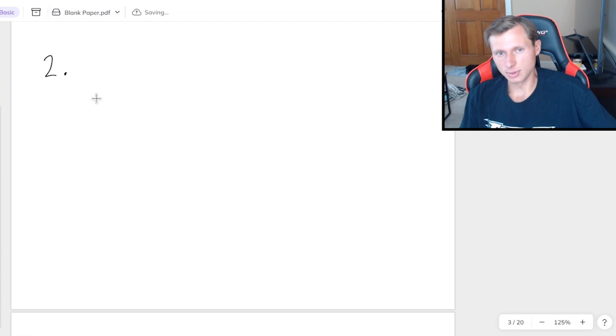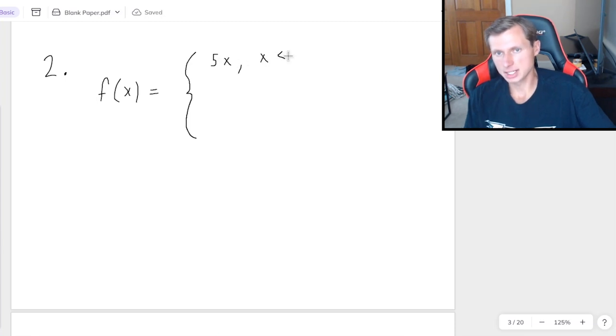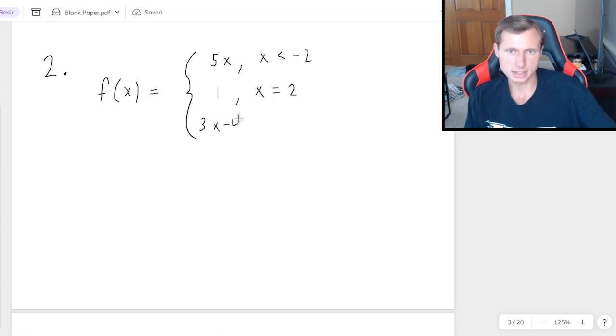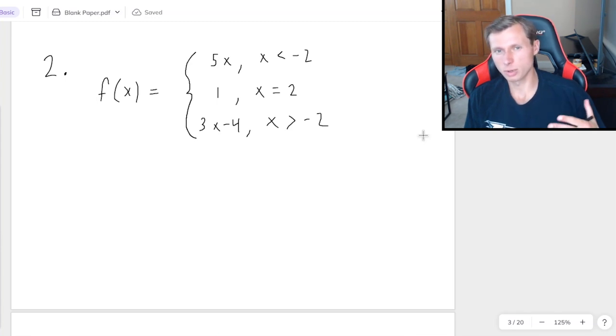Here is the second one. F of x equals, and this piecewise function is going to be 3 parts. The first part is 5x, and that's when x is less than -2. The middle branch is just going to be 1, and that's when x equals 2. And then the final branch will be 3x minus 4, and that's when x is greater than -2. So why don't you pause the video, try this on your own. You can use either the shortcut or the formal method, whichever you prefer. And when you're ready to see the solution, unpause the video.